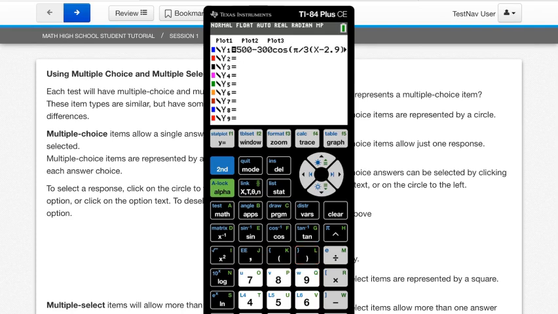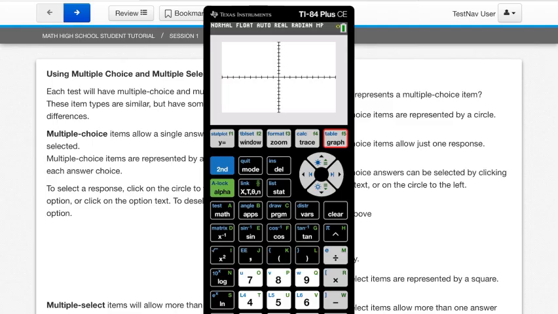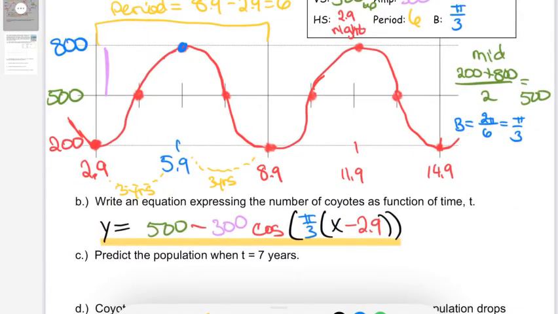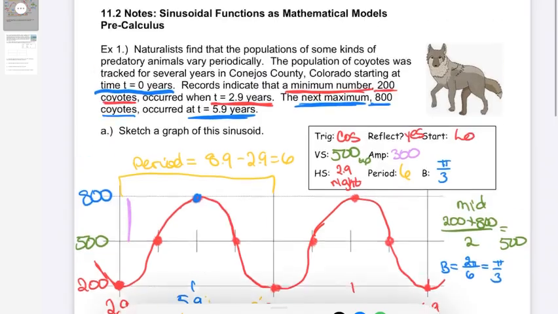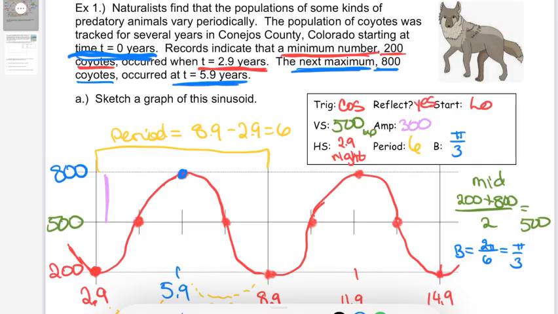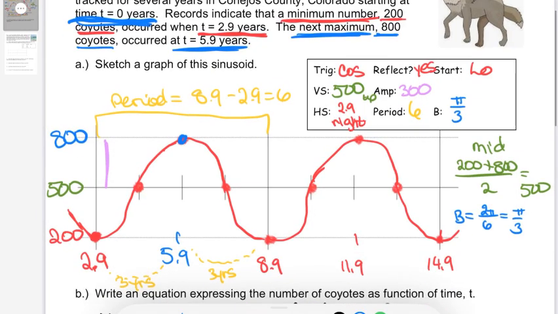Graph this. Now, if I just graph this on a standard window, I can't see anything at all. So we're going to have to go to our window and fix a couple things. If we look at the x's, our cycle starts at 2.9, but the data told us we actually started timing at t equals 0. So I do want to see x equaling 0 on my window.